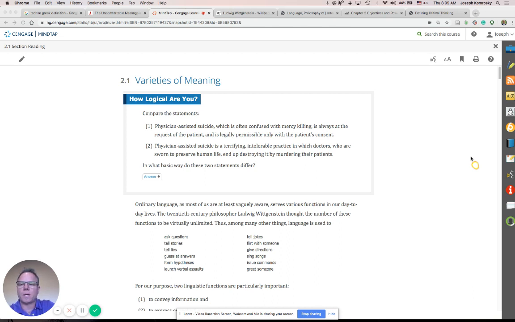We'll be in Chapter 2, Language, Meaning, and Definition. And today we'll be covering 2.1, Varieties of Meaning.